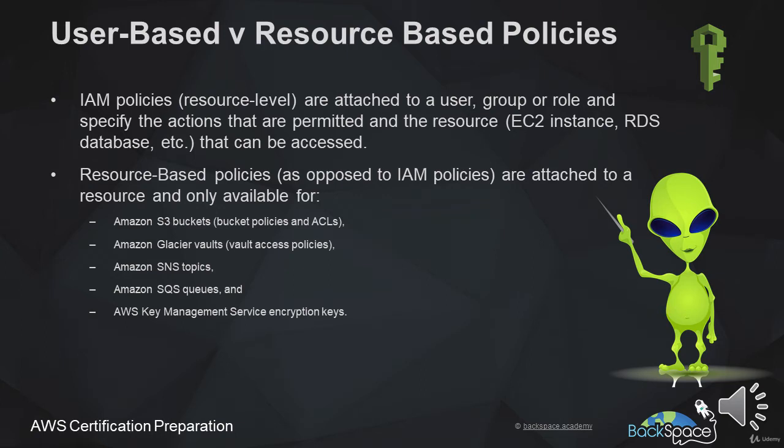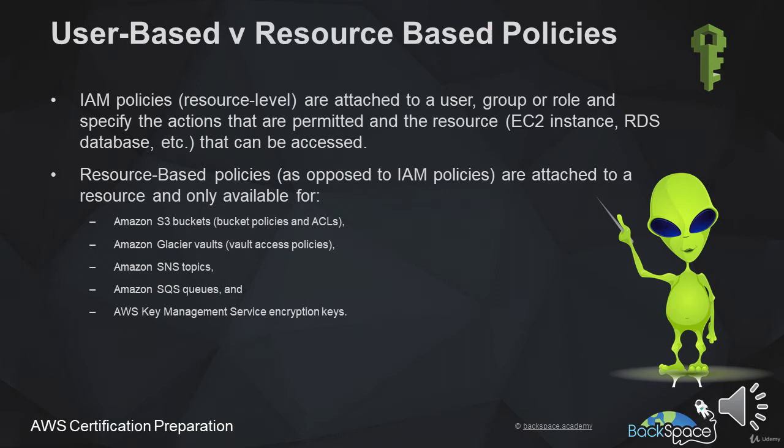Now, IAM policies or IAM user-based policies are not the only policies that you can use to restrict access. There are also resource-based policies that can be used within some of the AWS services. So IAM policies can contain resource level information about what resources this IAM policy will apply to, but they are attached to a user, a group, or a role. They're not attached to the resource, they are attached to the user, group, or role, and they specify the actions that are permitted and the resource that it applies to, for example, the EC2 instance or the RDS database.